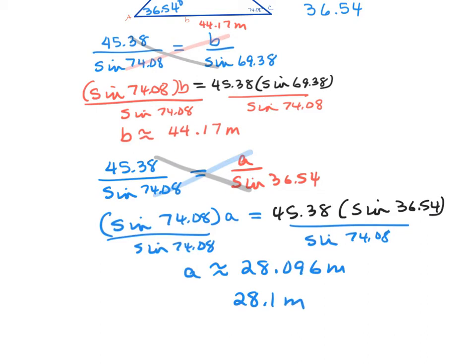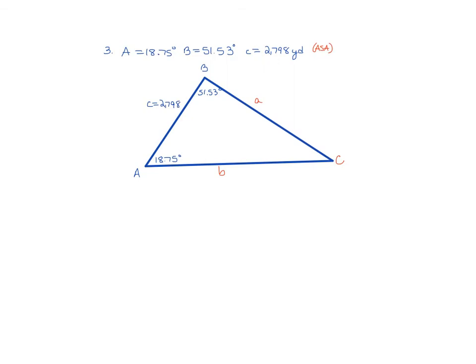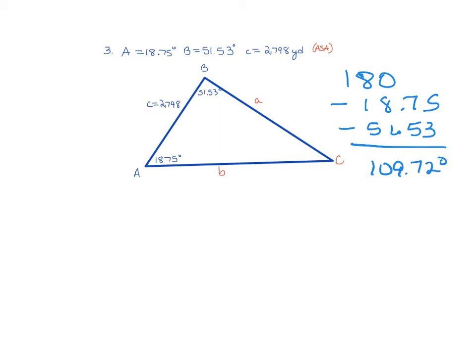Now we're going to cover the ambiguous case. Actually, not yet. We're going to cover angle, side, angle, which is still case 1. So again, my picture is labeled. I'm given angle A, which is 18.75. I'm given little c, which is 2,798, and angle B, which is 51.53. So let's find angle C first. That's the easiest one to do. So we'll do 180 minus 18.75 and minus 51.53. And that'll give me 109.72 degrees. And that's angle C.